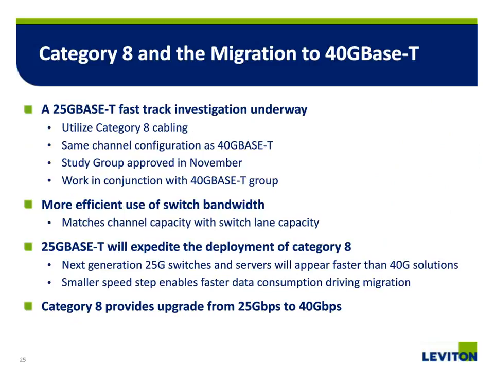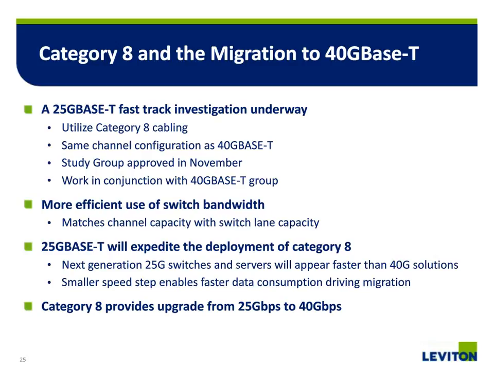So to summarize the Cat 8 and the migration, 25GBASE-T is a fast-track investigation that's underway. Primarily Cat 8 has been focused on 40GBASE-T, but one of the things that IEEE has been working on is a new standard for 25GBASE-T. Both 40 and 25G are going to use Cat 8. So from an infrastructure standpoint, it doesn't really matter. If you're going to go beyond 10G, you would put in a Cat 8 cabling system.